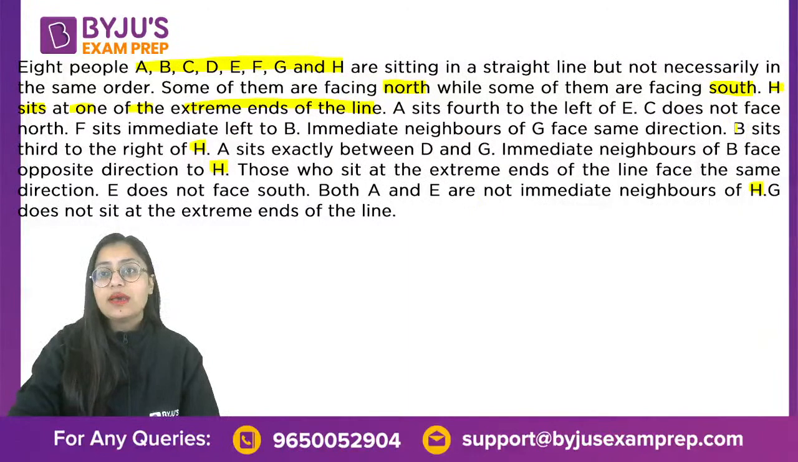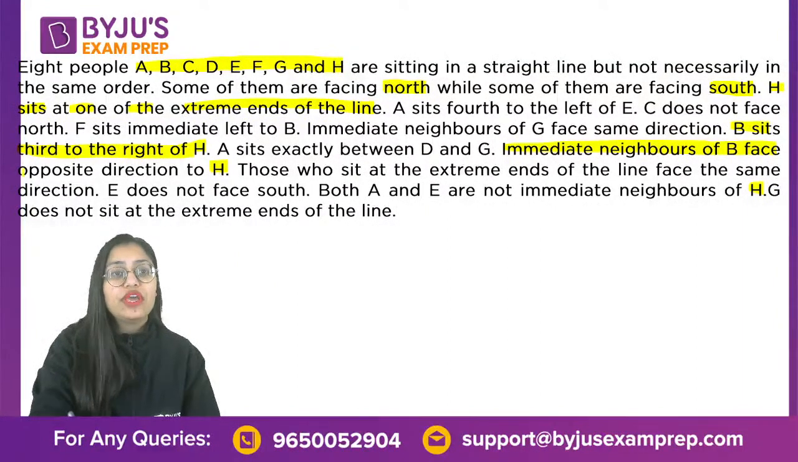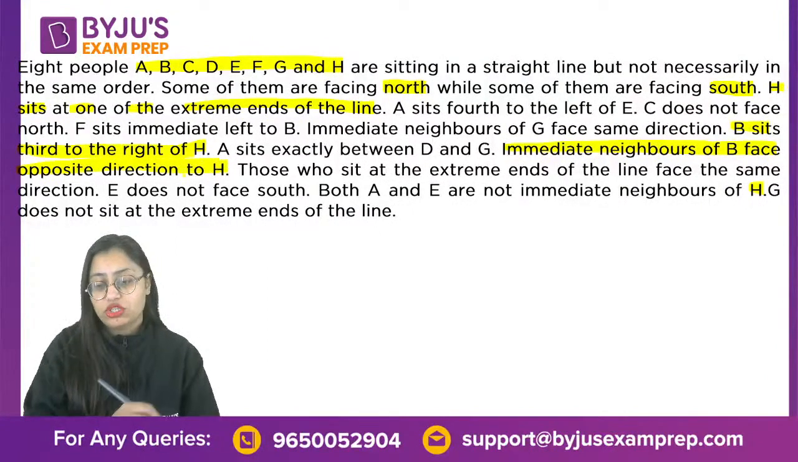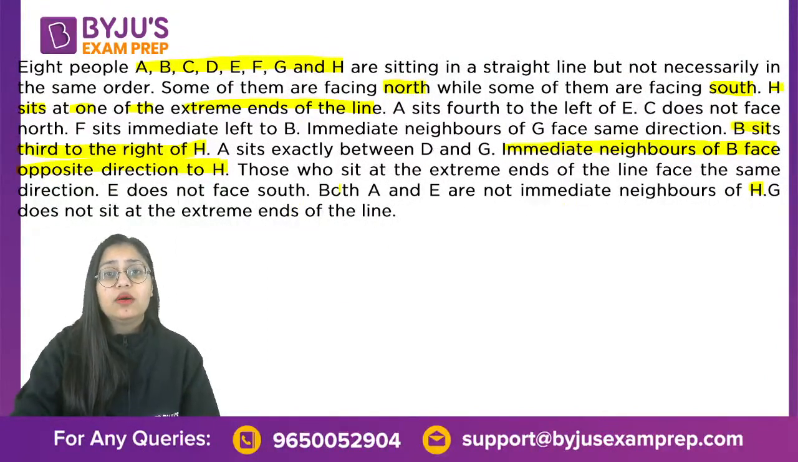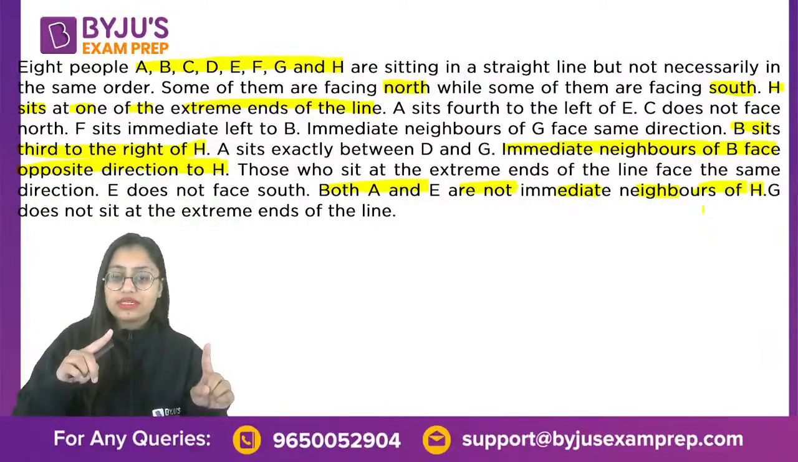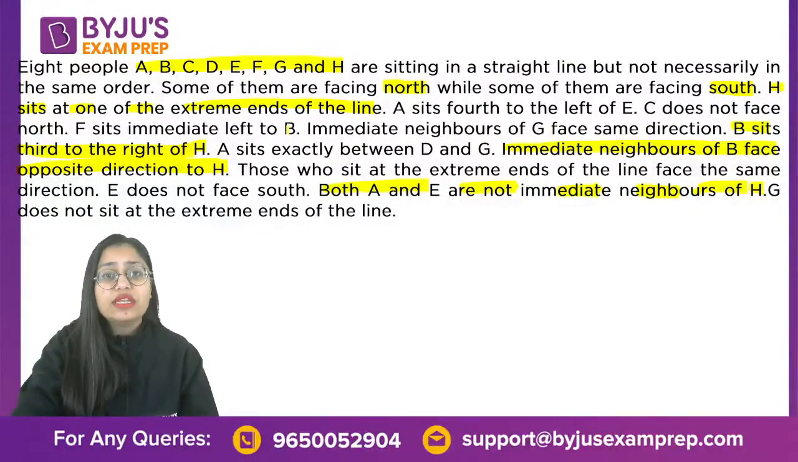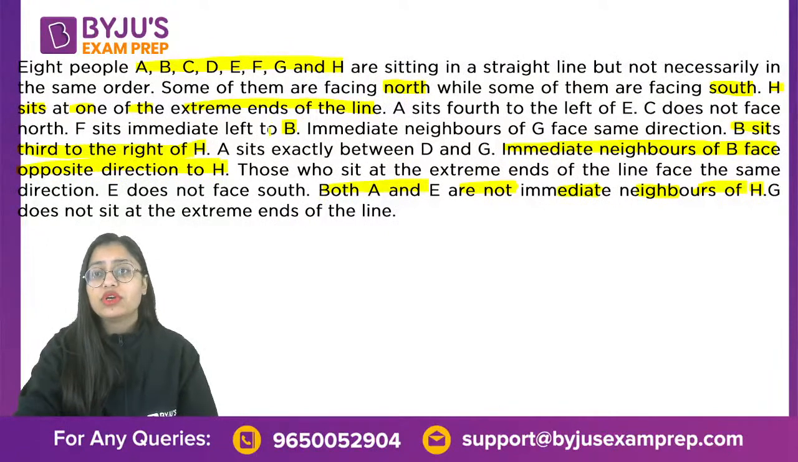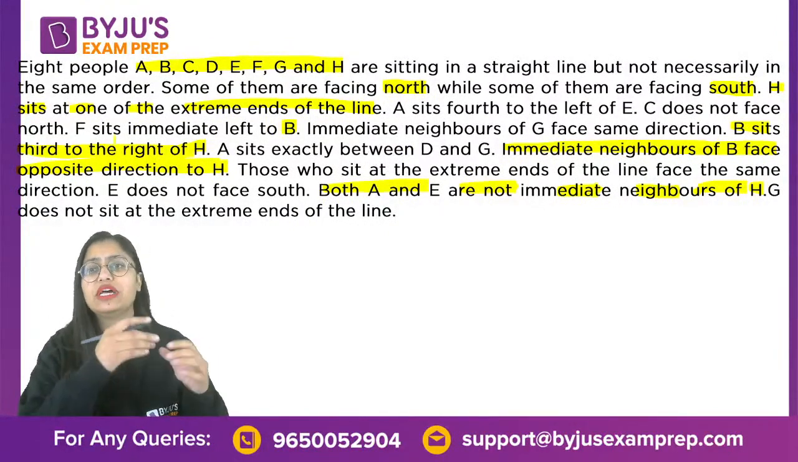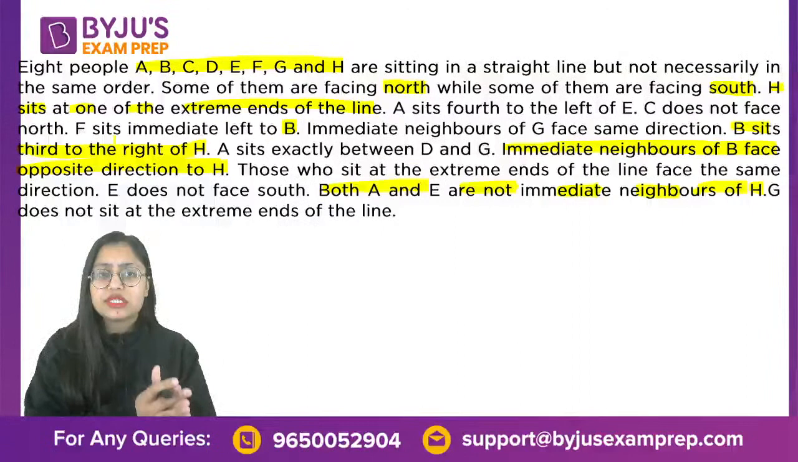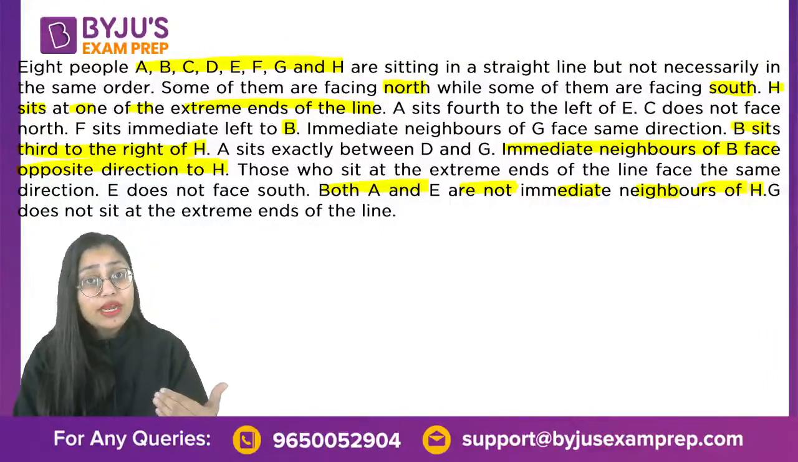So this one says B sits third to the right of H. Looks good to me. Okay. And then they tell you the immediate neighbors of B face the direction opposite to H. Okay, fine. Both A and E are not immediate neighbors of H. Perfect. So I have one person that can be linked to H, and that is B. Do I have any relation with B? Over here I have one B which gives me F. That means, yeah, it is a pretty good start. So I can start with this information. And why am I doing that?